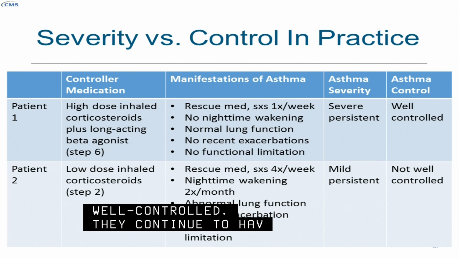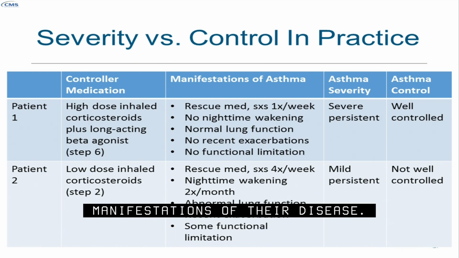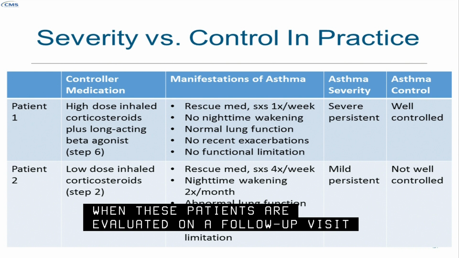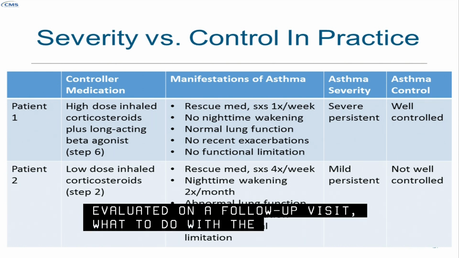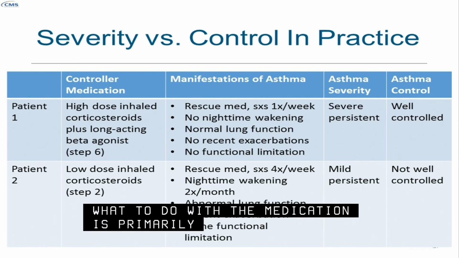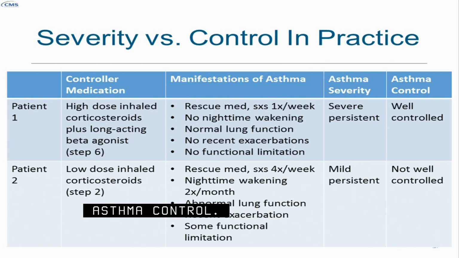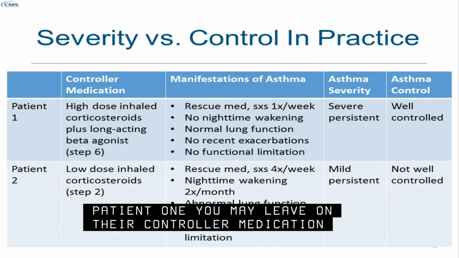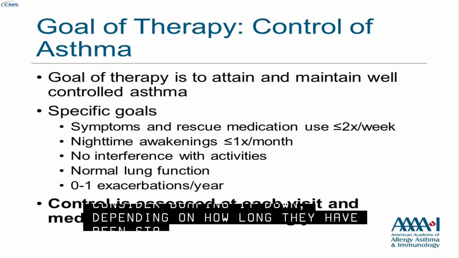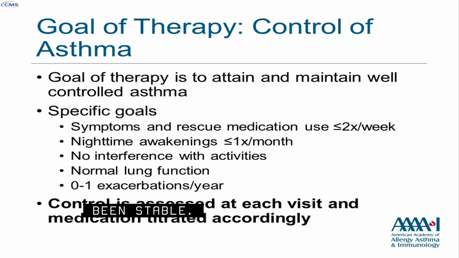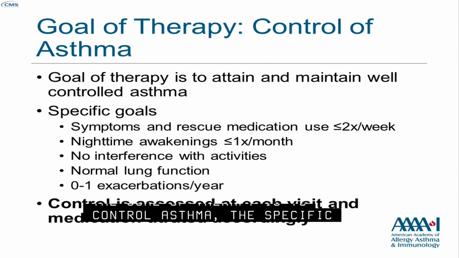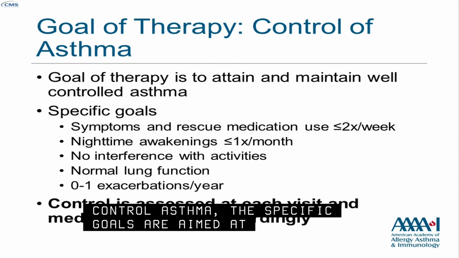When these patients are evaluated at a follow-up visit, what to do with the medication is primarily based on their asthma control. Patient 1, you may leave on their controller medication or consider bumping it down depending on how long they've been this stable, but patient 2 clearly needs to step up on their asthma medications. The goal of therapy, as I mentioned, is to control asthma, and the specific goals are aimed at having no symptoms or rescue medication use more than twice a week.